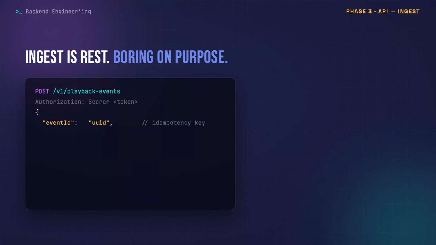The token writes in the header, not in the body. First, an event ID, a unique ID the client generates itself. Circle that one, and it will matter in a minute.